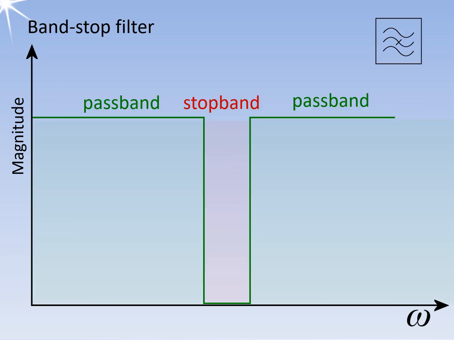A band-stop filter, also known as a band rejection filter, allows most frequencies to pass through unchanged but reduces the amplitude of those within a specific range to very low levels. This type of filter is the opposite of a band-pass filter. If the stop band is extremely narrow, the filter is also referred to as a notch filter.